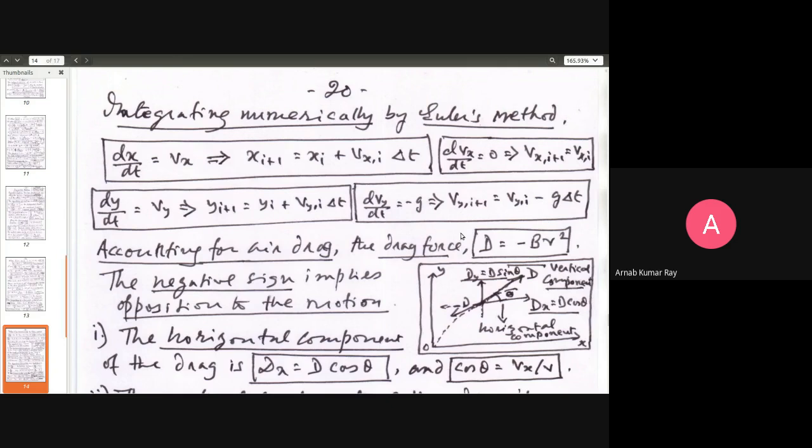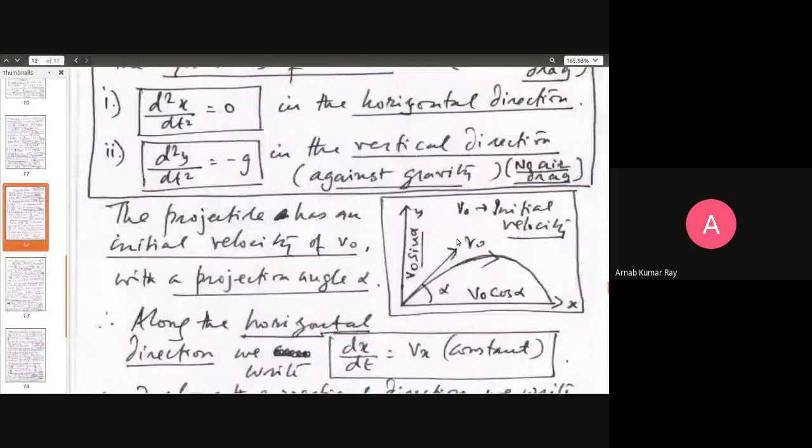Now what we shall do is account for air drag. Projectiles don't travel through vacuum. They have to travel through air. And I have discussed this several times earlier, that the resistance offered by air is not a small thing. You can talk about ordinary artillery cannons. They don't send projectiles to great distances, maybe 50 kilometers or so, 100 kilometers at most, right?